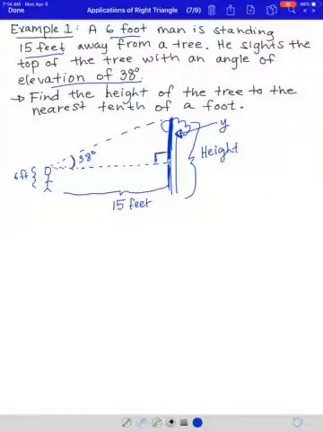And if we want to find the total height of the tree, well, we're going to take this leg of our right triangle, which is y, plus this bottom part, this bottom 6 feet. And when we do that, that'll give us the total height of the tree. Okay, so let's find y.